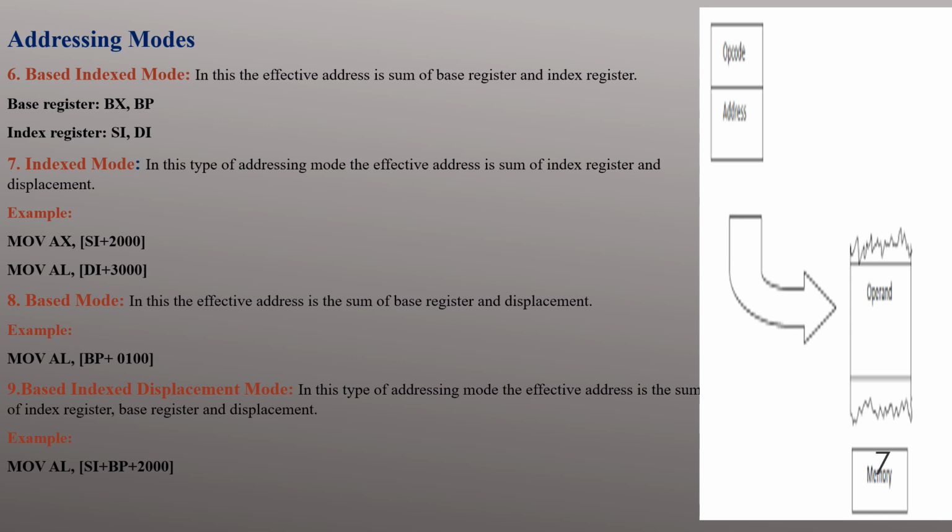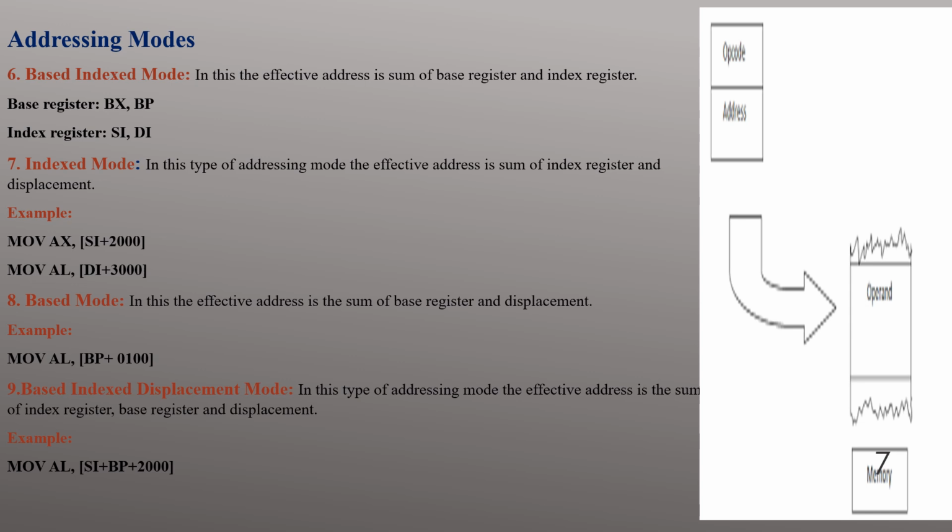Seventh one is the index mode. In this mode, the effective address is determined by the sum of an index register and the displacement value. As an example, MOV AX and MOV AL. Next, based mode. In this mode, the effective address is the sum of a base register and the displacement value. It provides a straightforward way to access data relative to a base address. Example, MOV AL.